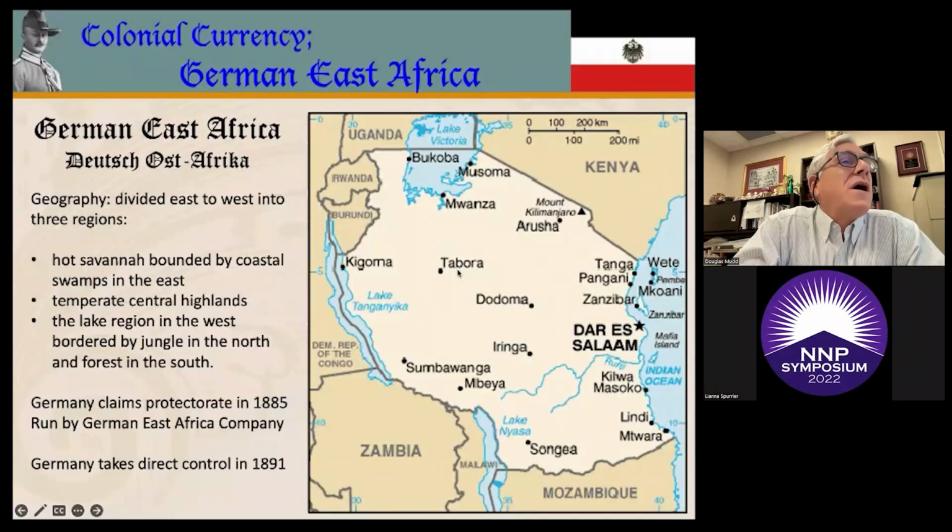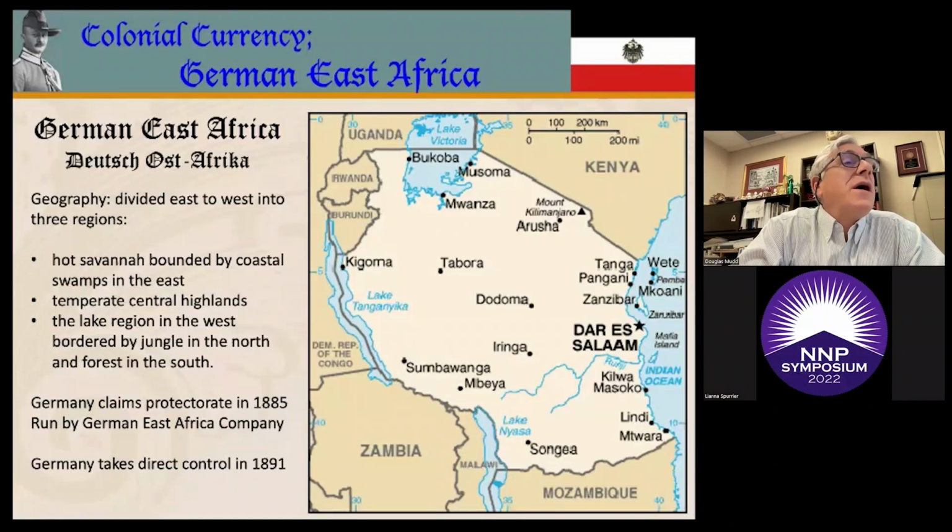Basically, it's east to west. You have the hot savanna bounded by coastal swamps in the east. This is the area where the tsetse fly and other tropical diseases were prominent, which made it very deadly for Europeans and non-Africans to visit and or live there, but also meant that for certain areas within the central portions of the colony, horses and domesticated cattle didn't survive. The tsetse fly was extremely dangerous to them.